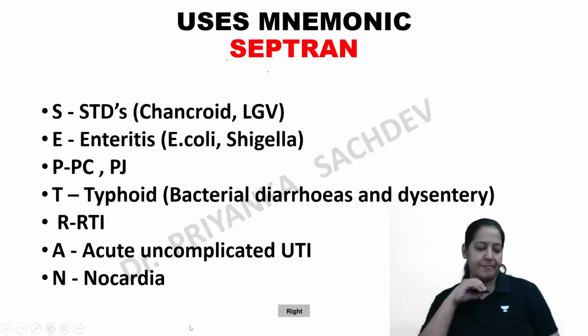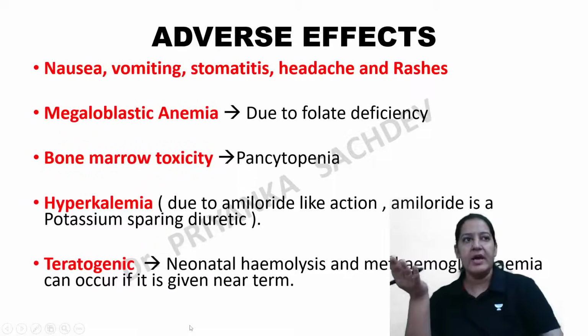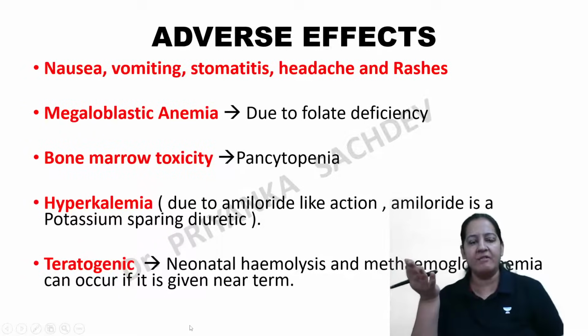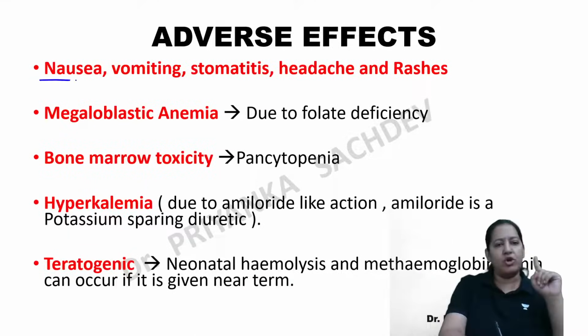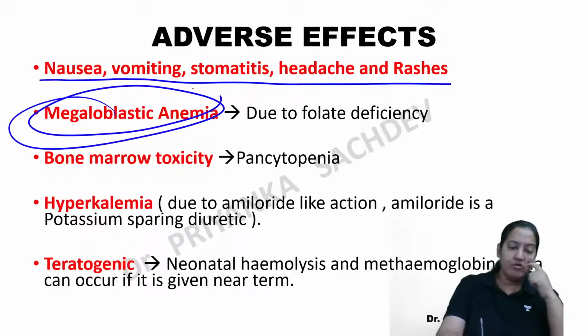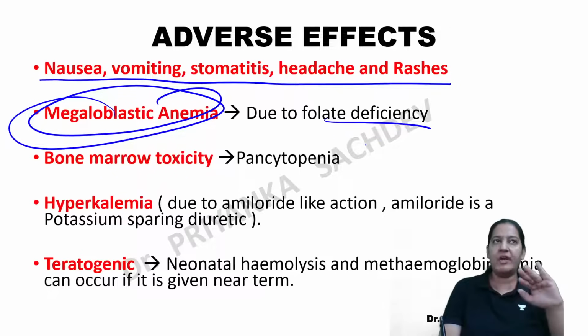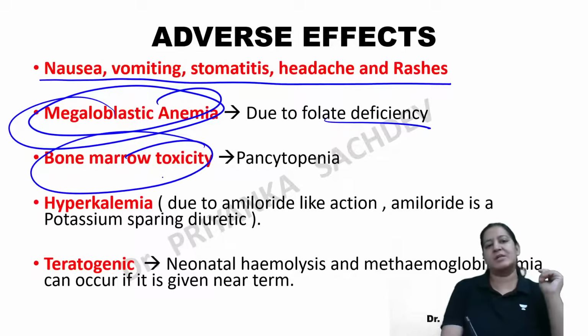Coming on adverse effects, right? Unfortunately for adverse effects of trimethoprim, I don't have a mnemonic. If you can, make your own mnemonic. So adverse effects are non-specific, the one nausea, vomiting, the non-specific one. After that, megaloblastic anemia you have to learn because of folate deficiency. It causes folate deficiency not only in bacteria, it causes folate deficiency in humans also. And because of folate deficiency in humans, it can result in megaloblastic anemia. It results in bone marrow toxicity also.